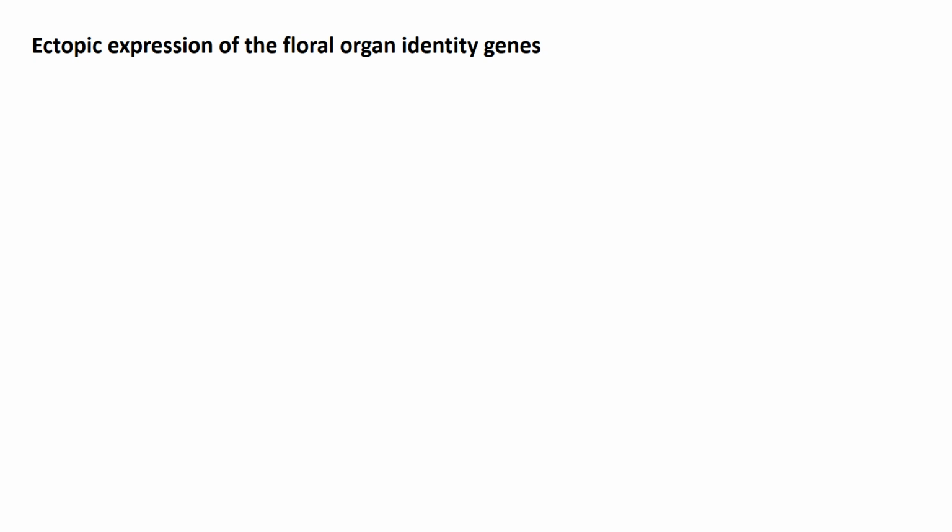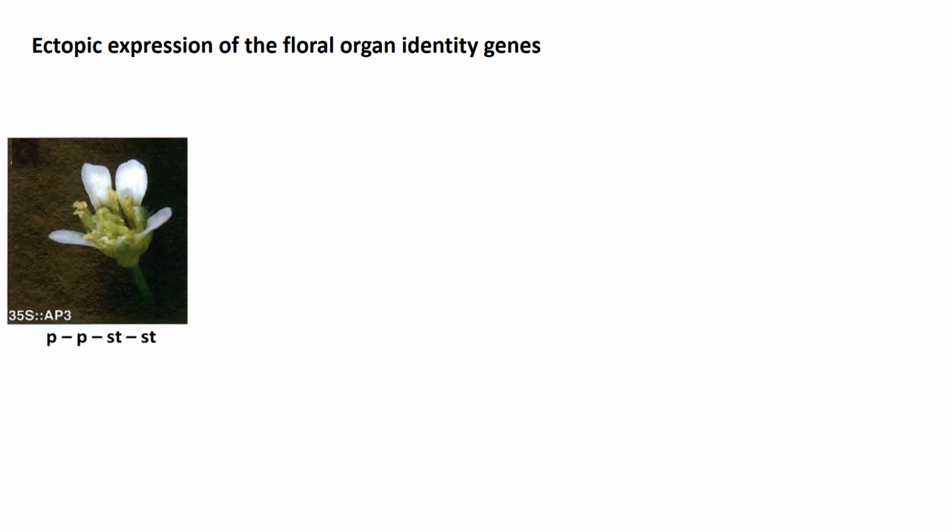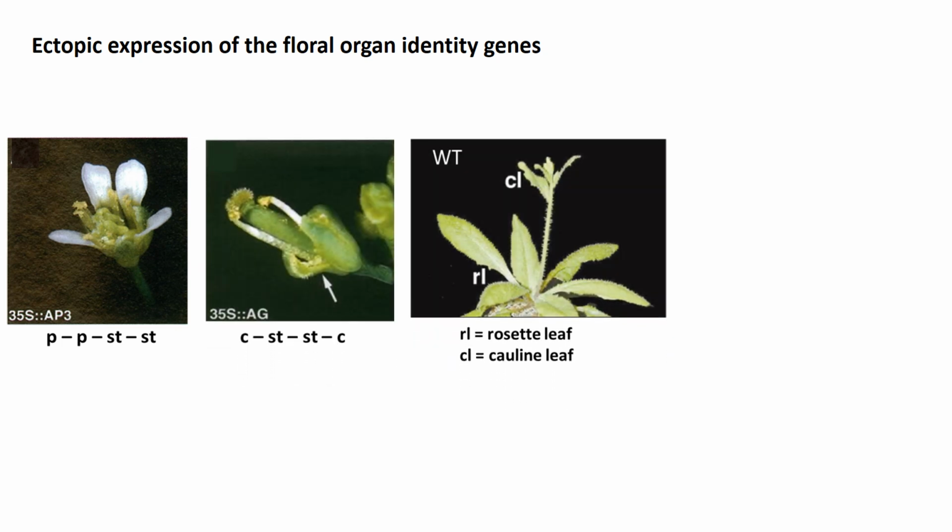The ectopic expression of the AP3 gene, which is a B function gene, gives rise to a phenotype that shows two outer whorls of petals and two inner whorls of stamens, since APETALA3 is expressed in all four whorls instead of being restricted to the second and third whorls. Similarly, the ectopic expression of AGAMOUS gives rise to a phenotype of carpel, stamen, stamen and carpel, since AGAMOUS is expressed in all four whorls instead of being restricted to only the inner two whorls.